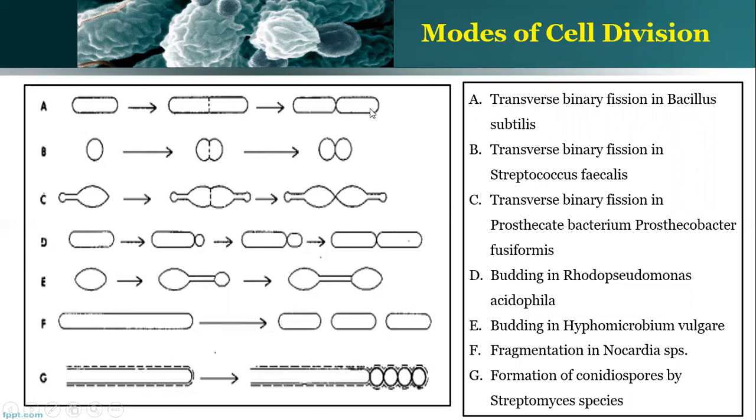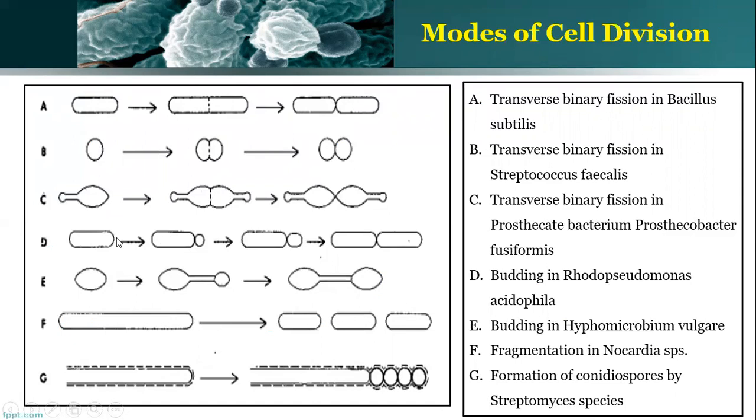This is an example of transverse binary fission in Bacillus subtilis. Similarly, this is an example of transverse binary fission in Streptococcus faecalis. This is a cocci shape and this is a rod shaped bacteria. Another example is transverse binary fission in prosthecate bacteria, that is Prosthecobacter fusiformis. Here you can see the formation of the septum in the prosthecate bacteria, and this septum divides a single bacterial cell into two daughter cells.